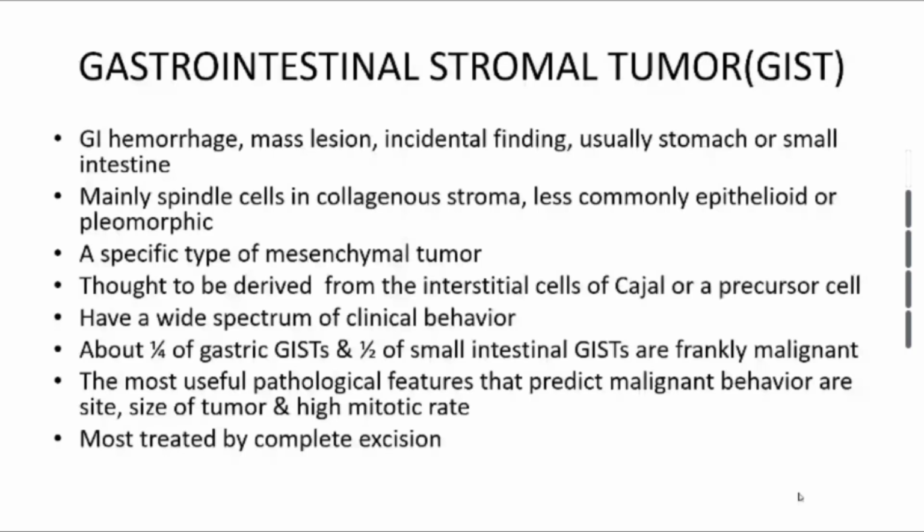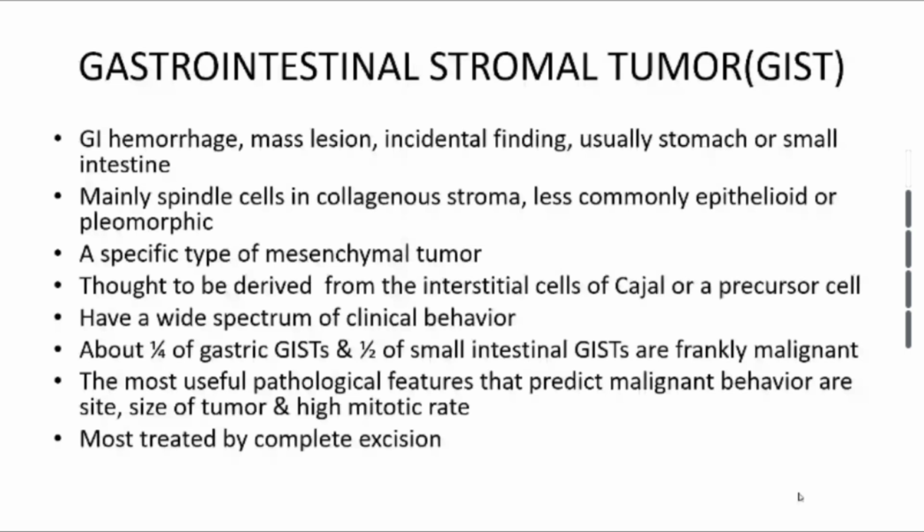And they have a wide spectrum of clinical behavior. That means basically they can present in very many ways. There is no specific way that these tumors can present. Somebody can come with bleeding, a mass lesion. Sometimes they may just have abdominal pain, and when you examine, you find this tumor.